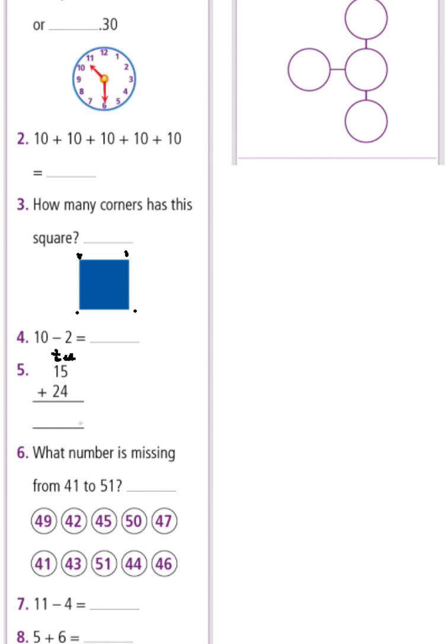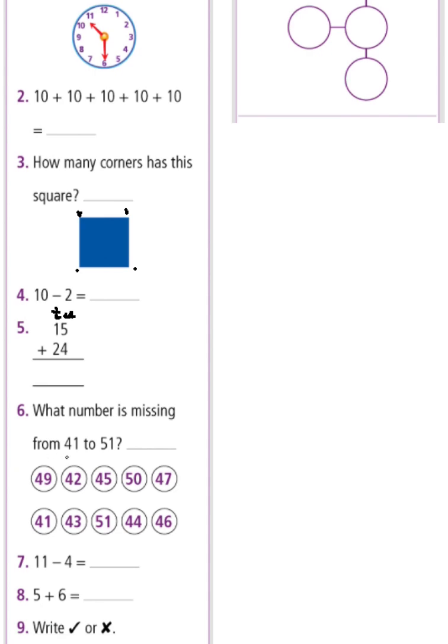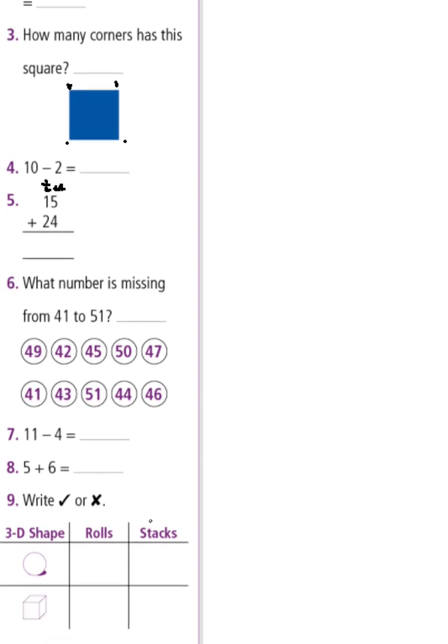Number 6. What number is missing from 41 to 51? So you're going to count up from 41 to 51. Tick them off as you go if that will help you, and you'll see which one is missing. Number 7. 11 take away 4 equals, or 11 minus 4 equals. Number 8. 5 plus 6 equals.